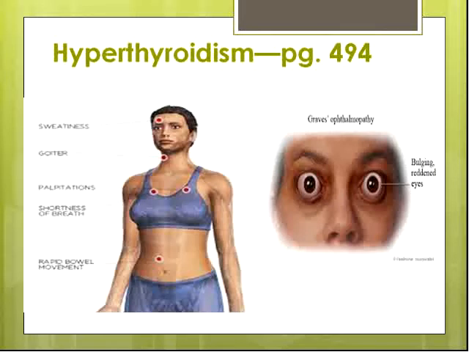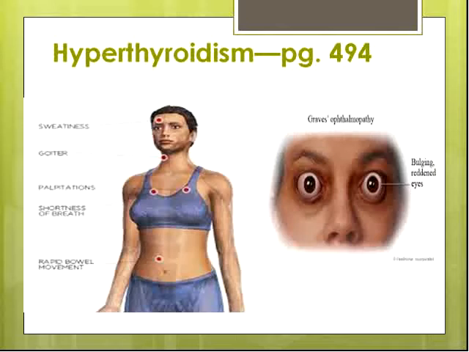Now let's look at hyperthyroidism. With hyperthyroidism, our metabolic rate is real fast. So if our metabolic rate is real fast, we're going to be sweaty. We're going to have palpitations. The opposite. The other one was bradycardia. This one is hyper. Shortness of breath, rapid bowel movement.